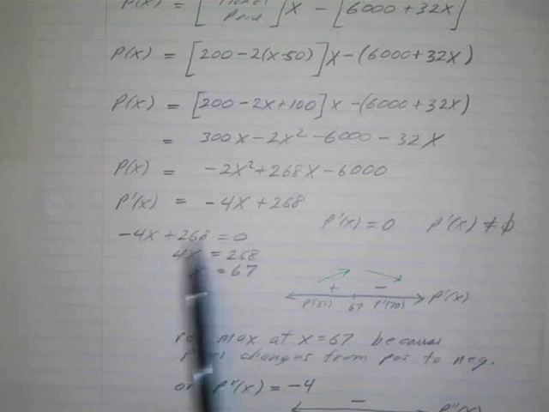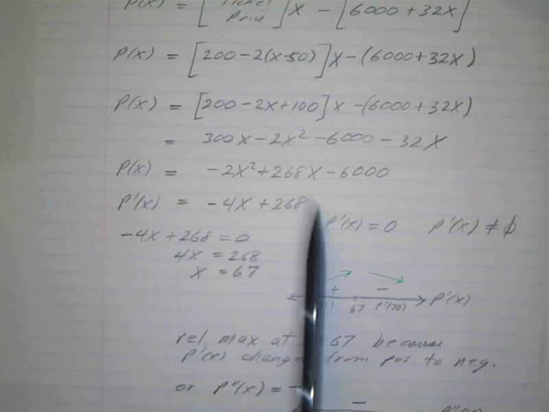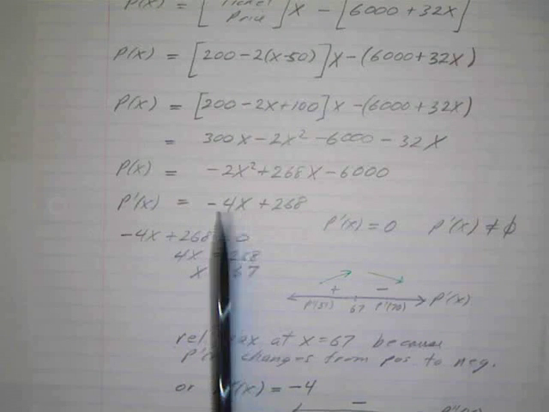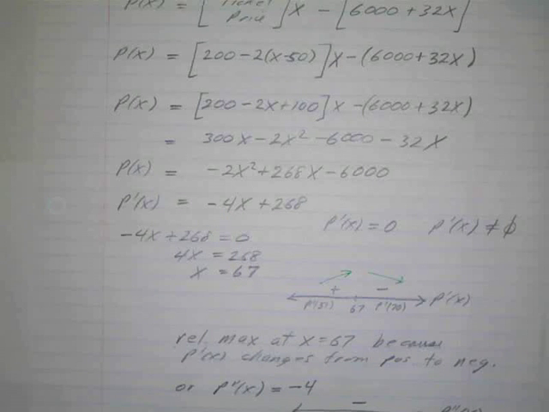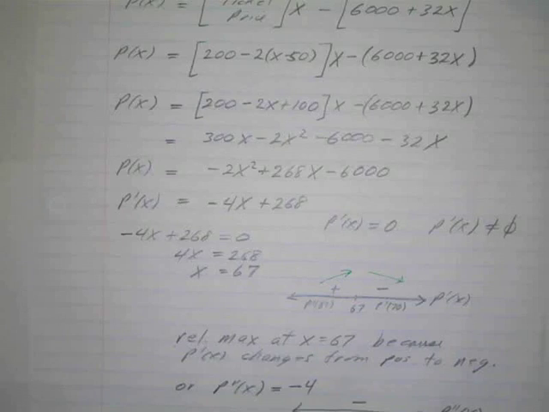Or we could have taken a look at the second derivative. If you take the second derivative of this, that's negative 4, which is always concave down, which means because it's negative, it's always concave down, so that would have to be a maximum also. So you could have used the second derivative test also. So you also get an absolute maximum. So how many people does it take to maximize your profit? It would be 67 people. So that would be your solution.